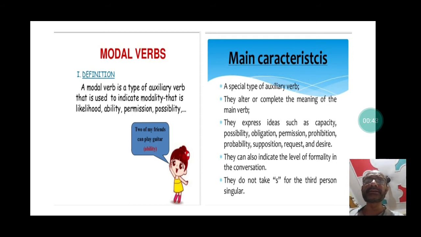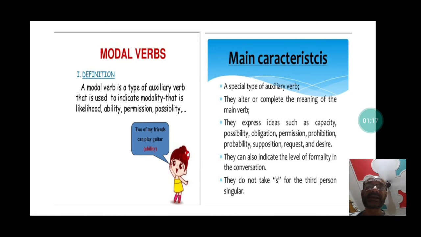So, you'll find out that it's an auxiliary verb and it's of a special kind. Auxiliary verb means the helping verbs. They alter or complete the meaning of the main verb. They express ideas such as capacity, possibility, obligation, permission, prohibition, probability, supposition, request and desire. They can also indicate the level of formality in the conversation.